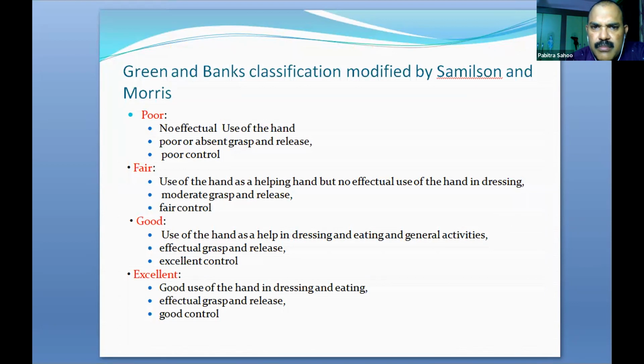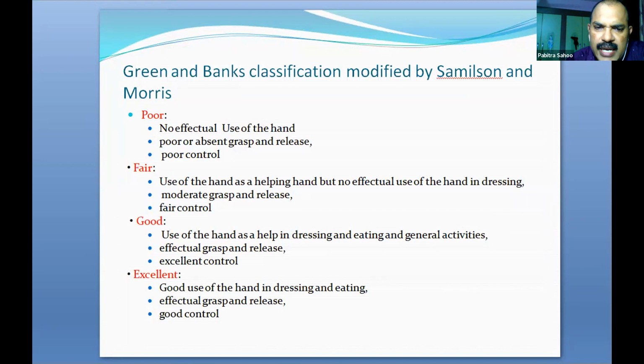Another classification system is the Green and Banks classification, which was modified by Samilson and Morris. They have classified hand function into poor, fair, good, and excellent. Poor means there is no effectual use of the hand. Poor or absent grasp and release, and poor control. Fair means use of the hand as a helping hand, but no effectual use of the hand in dressing. Moderate grasp and release, fair control.